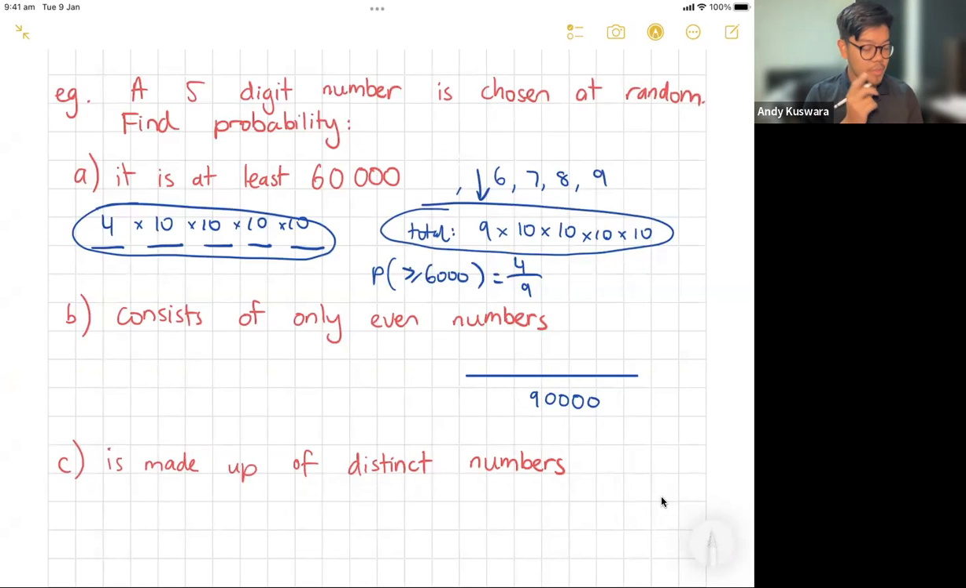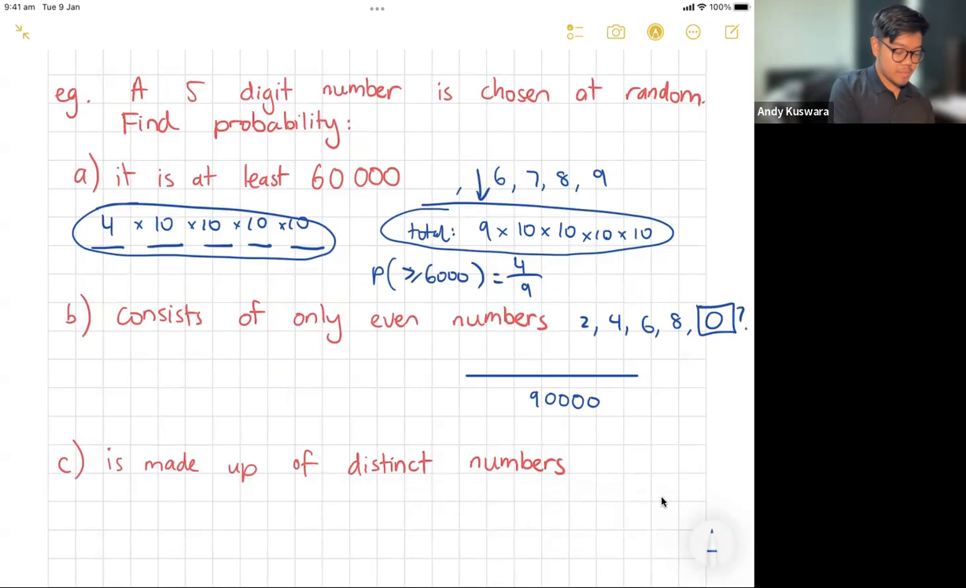Now what happens here is, sorry, it's so early in the morning. It consists of only even numbers. What are your even numbers? You got 2, you got 4, you got 6, you got 8, and you got 0. Now, can you start with 0? Can't start with 0. So in other words, you're going to have 4 choices for the first number and then 5 choices for the rest.